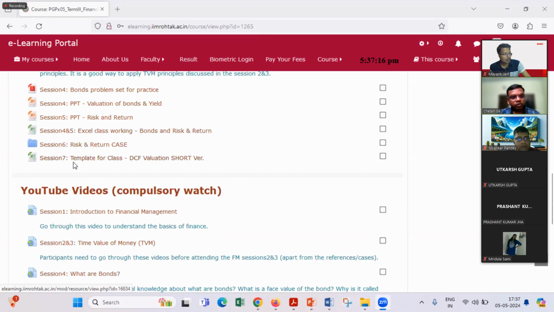I hope you have downloaded this template as well. This folder as well as this template, you should keep both of them ready for today's session.